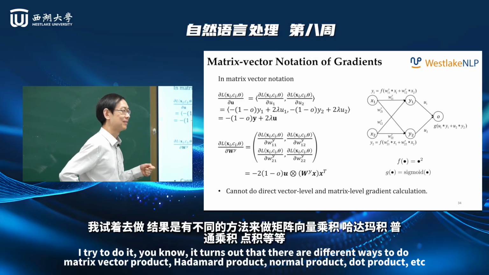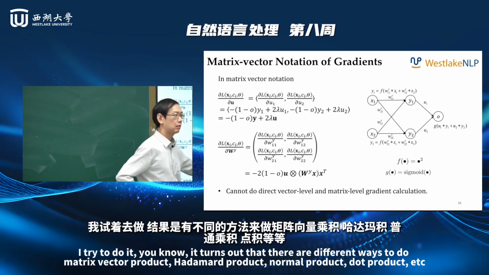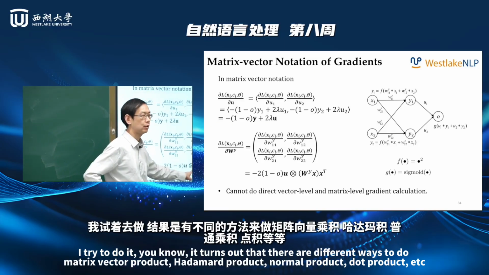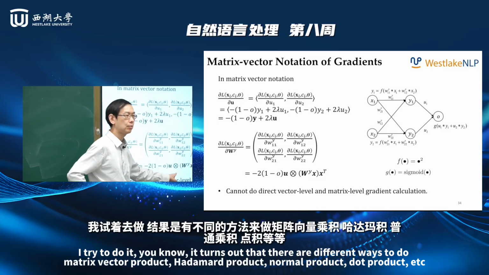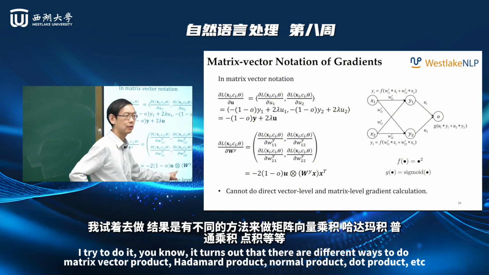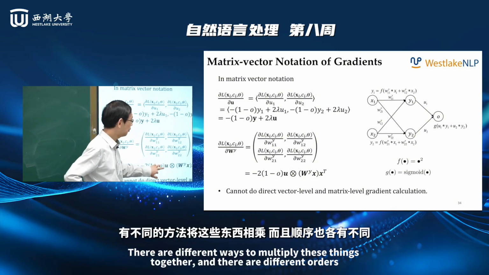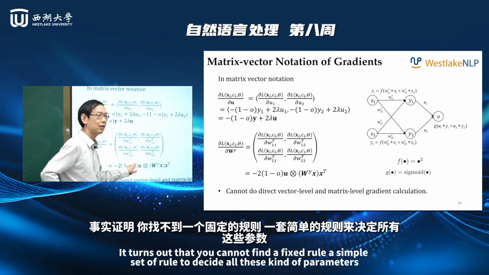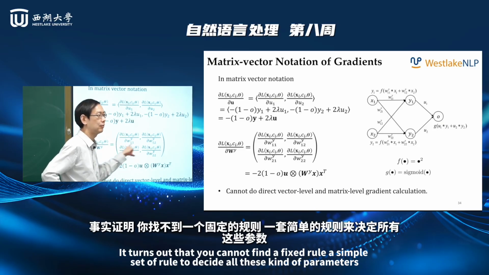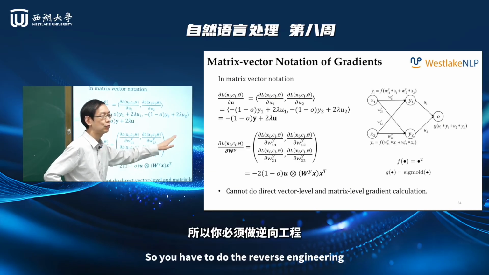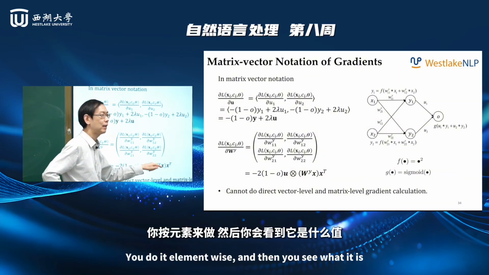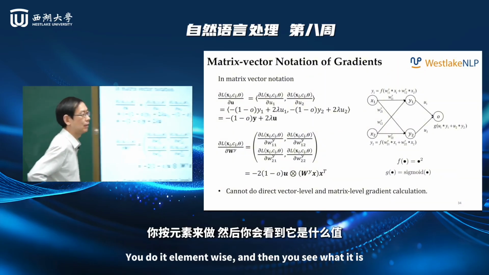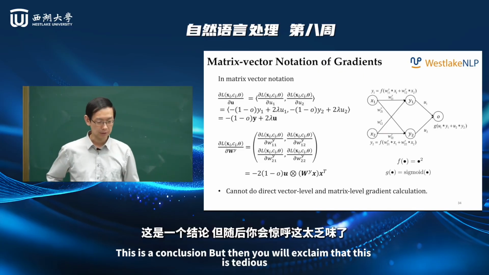I tried to do it, you know. It turns out that there are different ways to do matrix vector products: Hadamard product, normal product, dot product, etc. There are different ways to multiply these things together, and there are different orders. It turns out that you cannot find a fixed rule, a simple set of rules to decide all these kinds of parameters. So you have to do the reverse engineering. You do it element-wise, and then you see what it is. This is a conclusion.